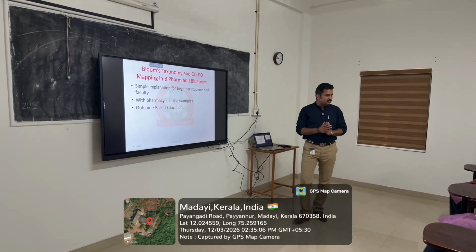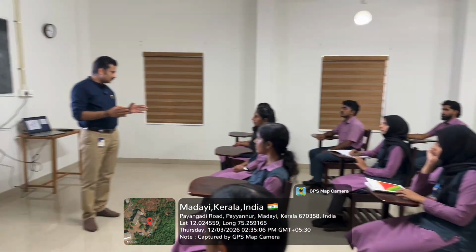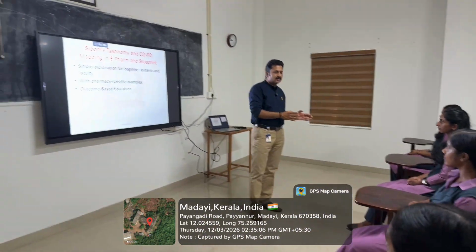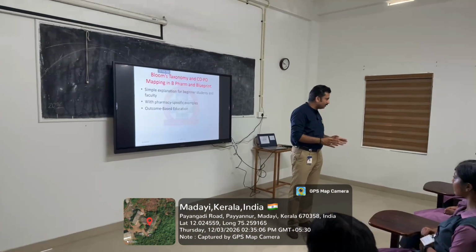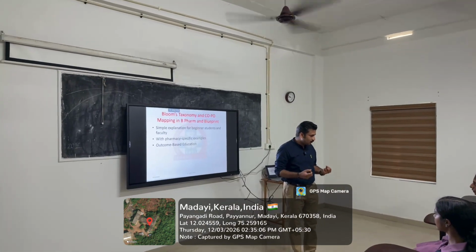Course outcome means, what are the subjects you are studying, that is a course. So after studying each subject, the skill you will develop is called the course outcome. Then program outcome means, if you are studying for B Pharm, after the B Pharm, the skills you will develop are called the program outcome.